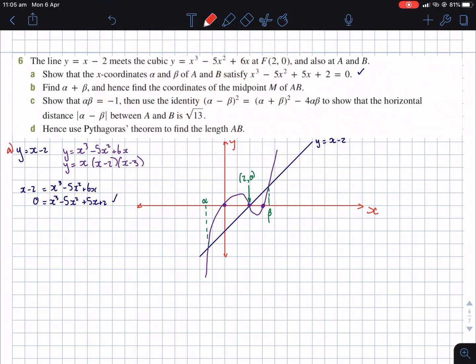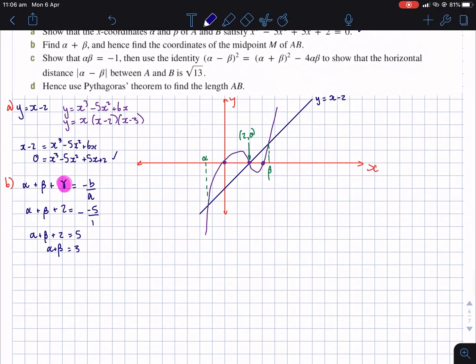For B, we want to find alpha plus beta. We know that the roots of a cubic, alpha plus beta plus gamma, equals minus b on a. So alpha plus beta plus our third root, which was 2, they've told us, equals minus b on a, which is minus -5 on 1, so it equals 5. So alpha plus beta plus 2 equals 5, so alpha plus beta equals 3.